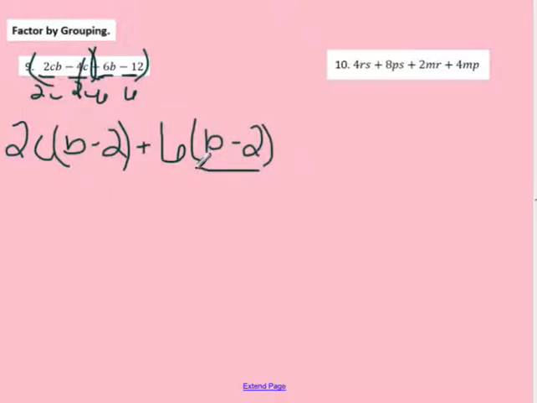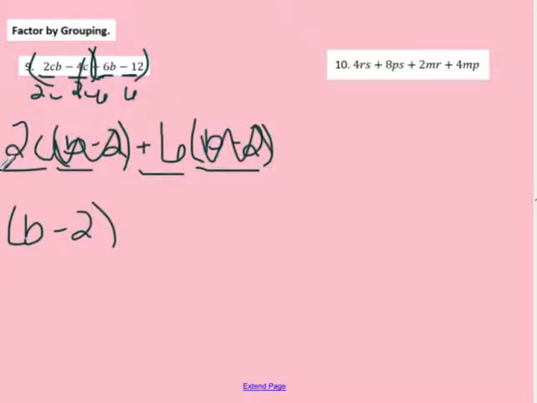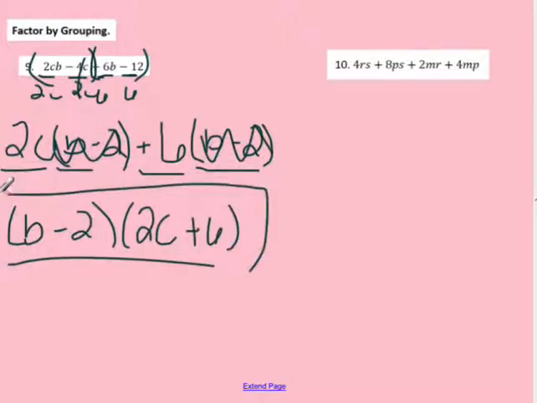So again, if we did this right, our leftovers are matching. If they're not matching, then you did something wrong. So we have b minus 2 that we can factor out. And once we get rid of b minus 2, I'm going to write in the second parenthesis what's left over, which is 2c plus 6. So again, there's two factors being multiplied.